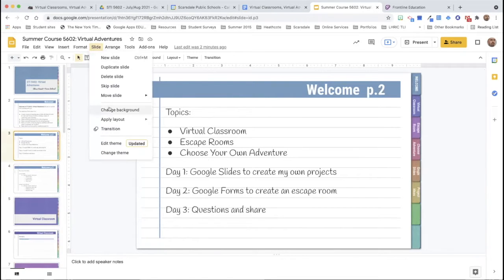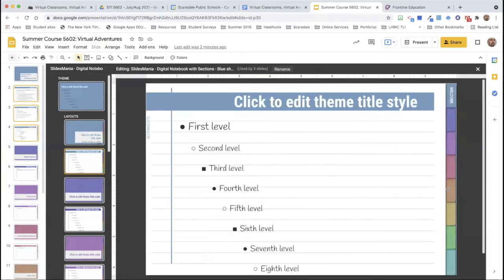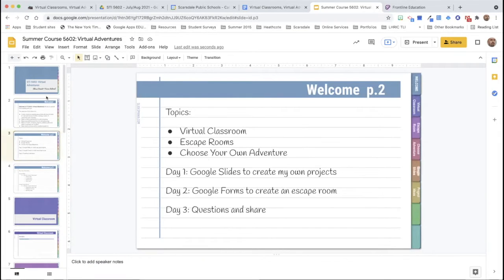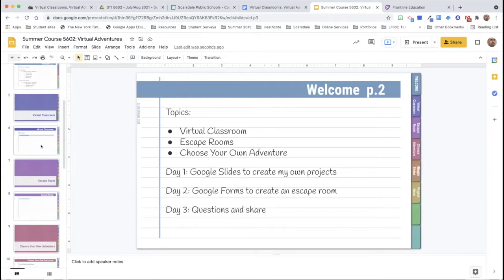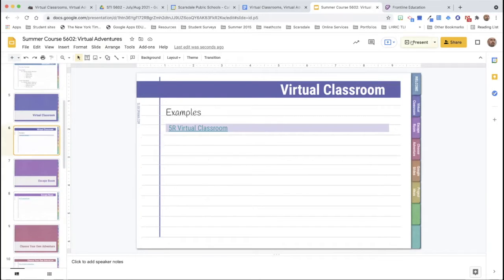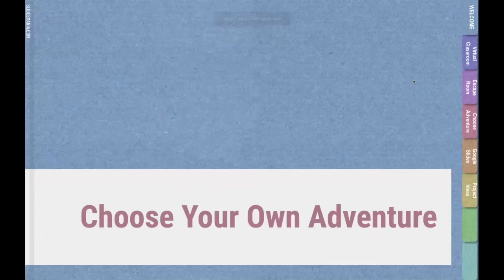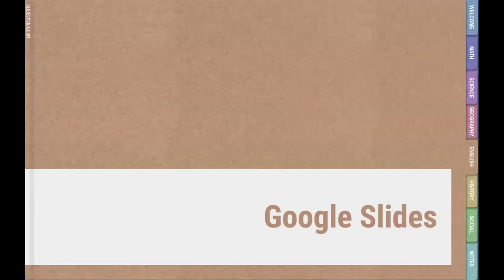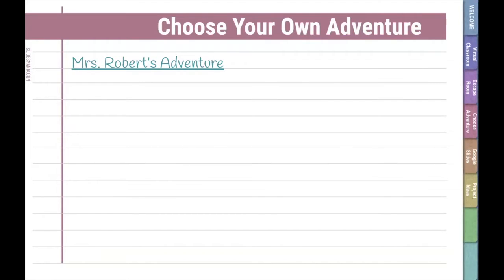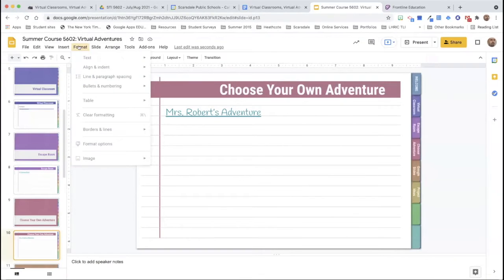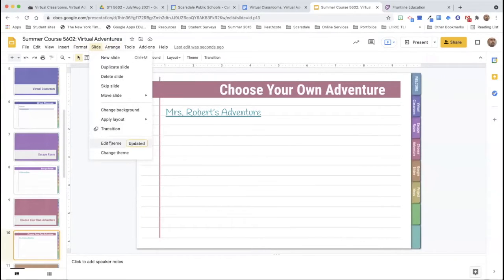Okay, so now if I come over here and do edit theme, and I paste it right there, and then go back and update it. Now if I come over to here and I go to present, it should show Google Slides on all of them. Oh, it didn't do it on that one. Oh, I know why I didn't do it on that one.